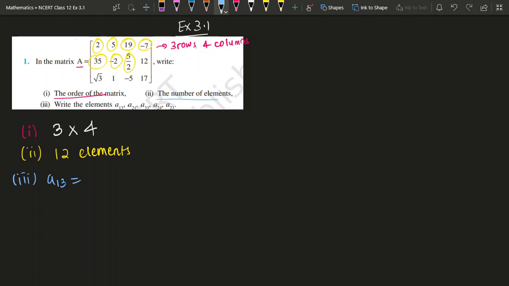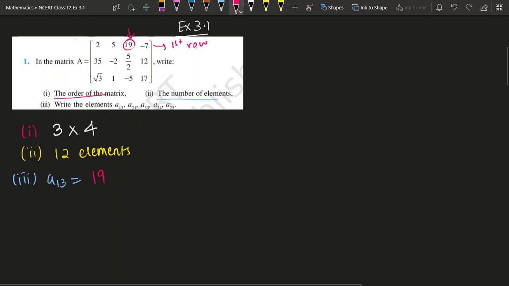A13. So A13 means first row and third column. First row is this, this is the first row. And the third column is this. So the intersection is the number 19. So A13 is equal to 19.